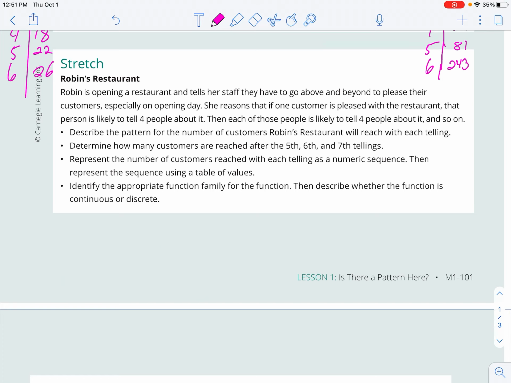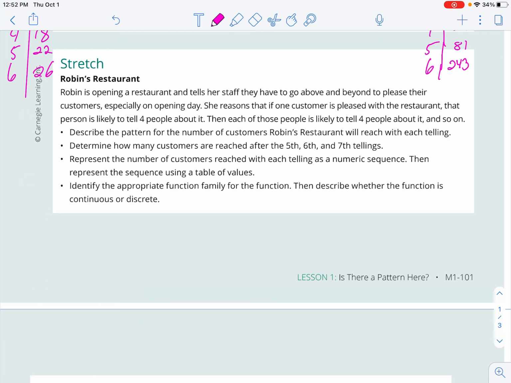All right, I'm going to stretch it out here for Robin. Robin is opening a restaurant and tells her staff that they have to go above and beyond to please their customers, especially on opening day. She reasons that if one customer is pleased with the restaurant, that person is likely to tell 4 people about it. Then each of those people is likely to tell 4 people about it, and so on. So this is similar to our family tree problem that we did in our notes.